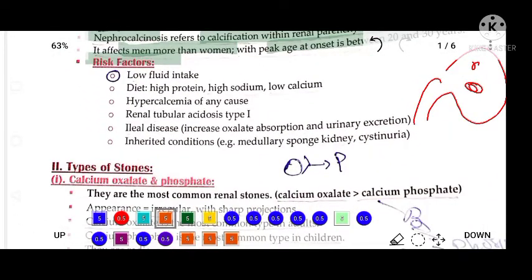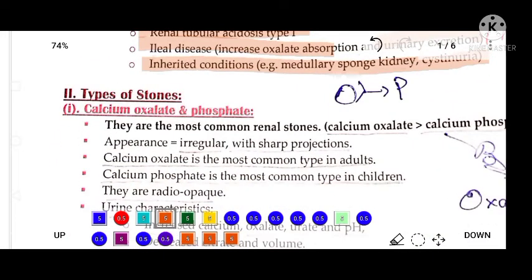There are certain risk factors for kidney stones, like low fluid intake, a diet high in protein, high in sodium, and low in calcium, hypercalcemia because of hyperparathyroidism or any malignancy, or any condition that can give rise to nephrocalcinosis, or renal tubular acidosis type 1, ileal diseases in which oxalate absorption and urinary excretion are increased, or any inherited condition like medullary sponge kidney and cystinuria can give rise to nephrocalcinosis.